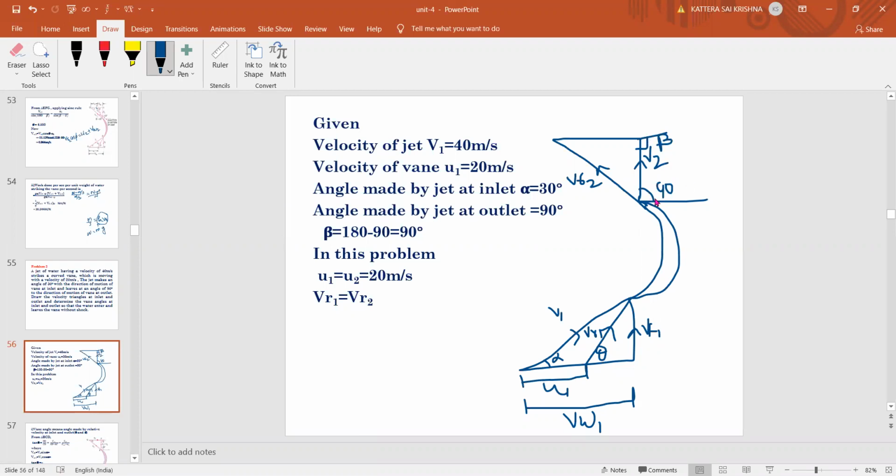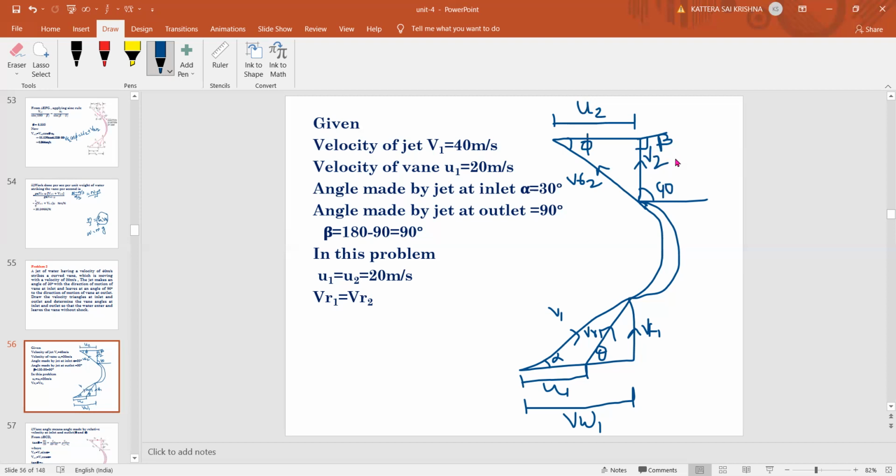Okay, so this is the outlet angle which is given. We can find beta as 180 minus 90, again 90. So this is vertical. The length between VR2 and V2 is U2 always. So this is the way of drawing the velocity triangle if beta is equal to 90 degrees.